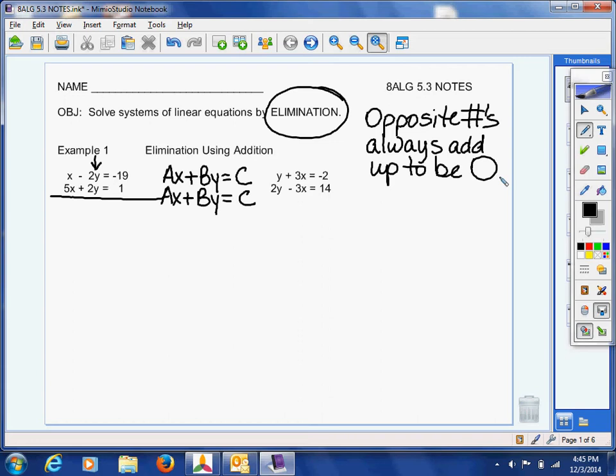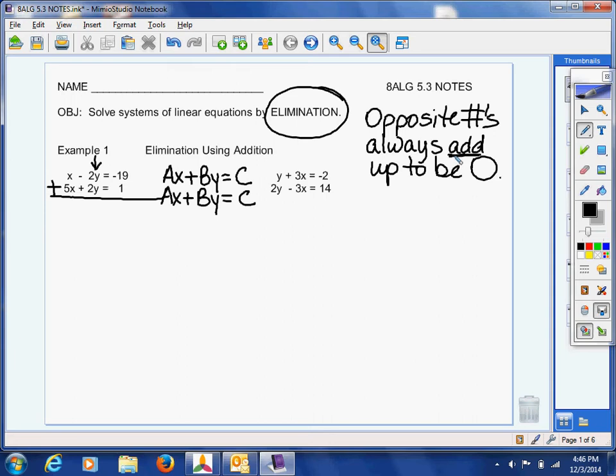And that's what we're looking to do in this concept of elimination. We're trying to eliminate one of the variables, and we're going to do so by addition. So we're going to add these two together. Now, why am I choosing addition versus subtraction? Well, remember what I just said. Opposite numbers always add up to be 0. So if you see opposite numbers in front of one of your variables, then you need to add those two equations together. Let me show you what happens when we add.